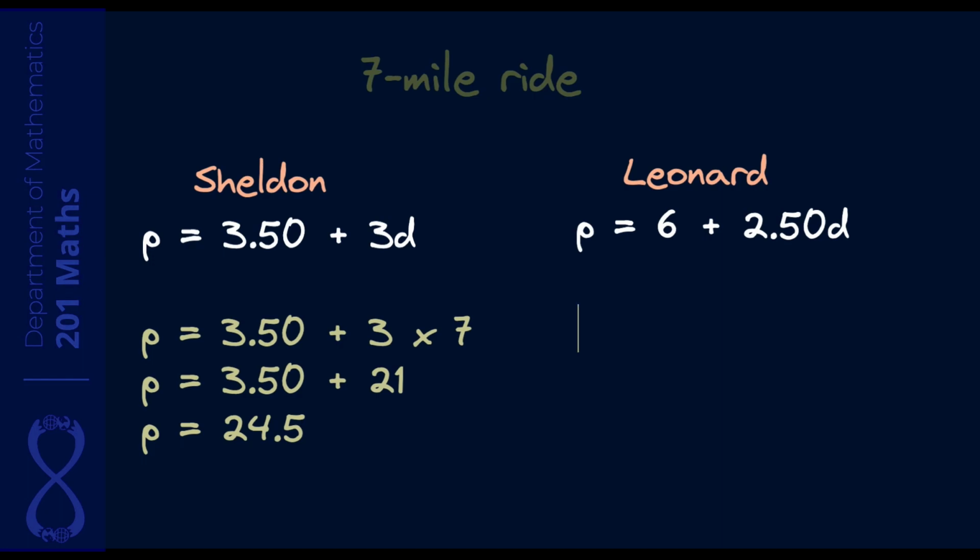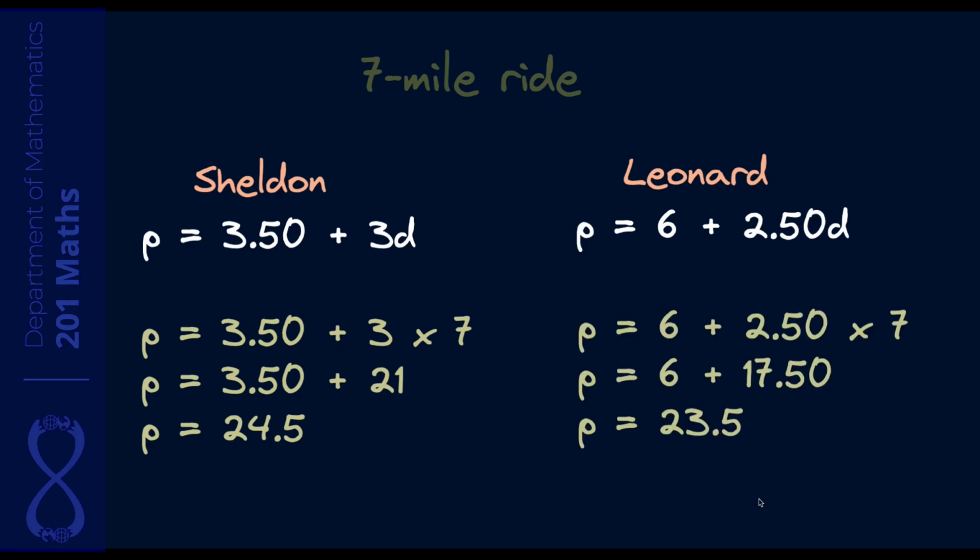So again, we substitute D by the number 7 and we get a price of $23.50. So Leonard is cheaper. You should ride with Leonard. You would save $1 compared to riding with Sheldon.